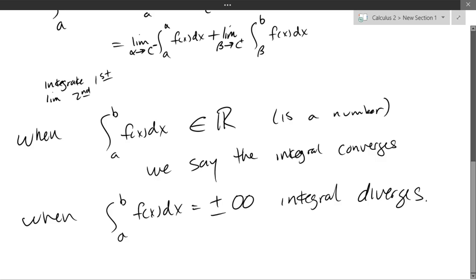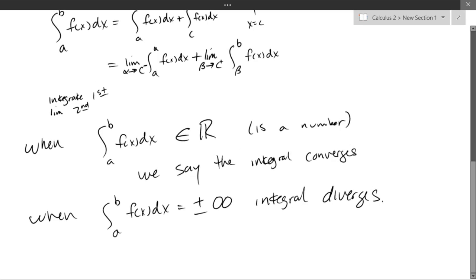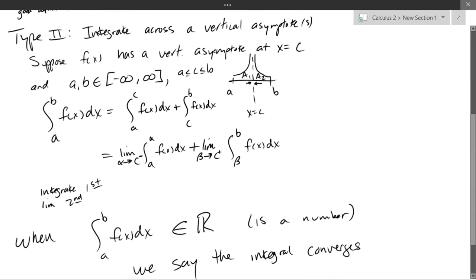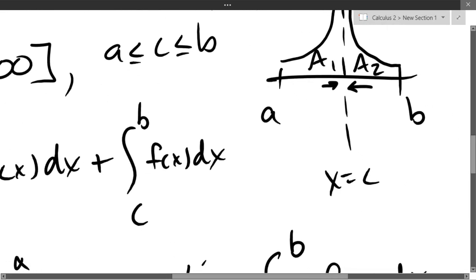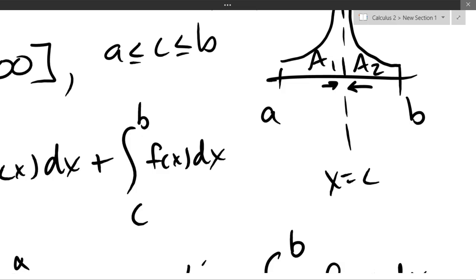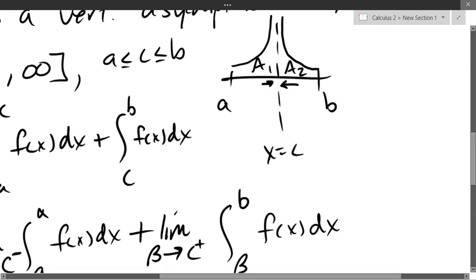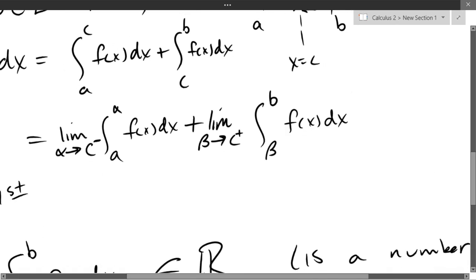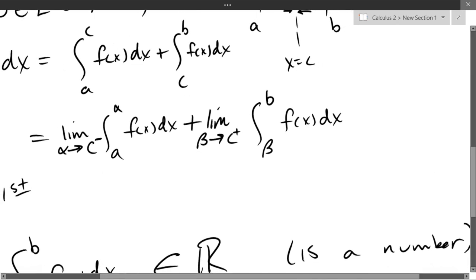So going back a couple of steps, why is the integral from a to c and then c to b? I picked some number c, it's our vertical asymptote. That was the assumption we made. And we want to integrate across a vertical asymptote. Okay, that makes sense. And then in the next step, we have a to alpha, and then where does the beta come in?